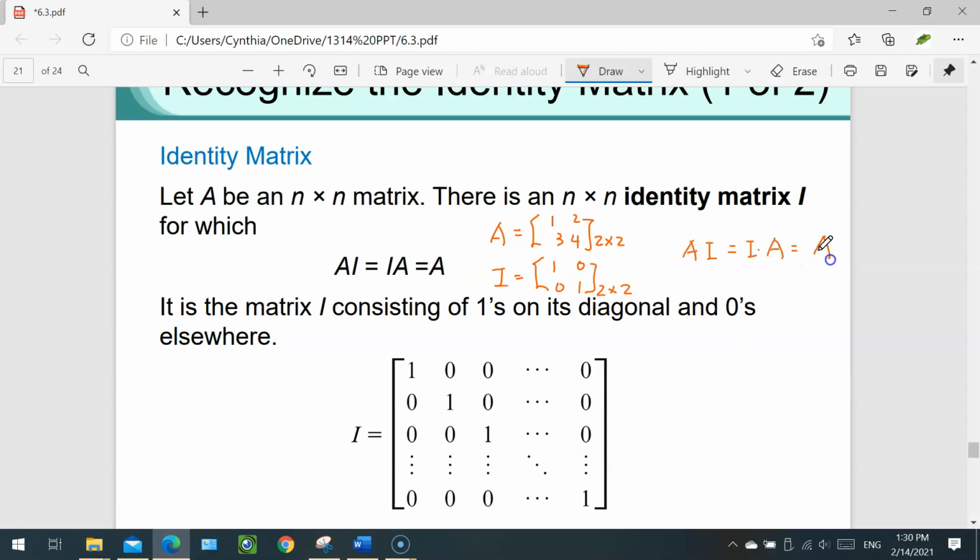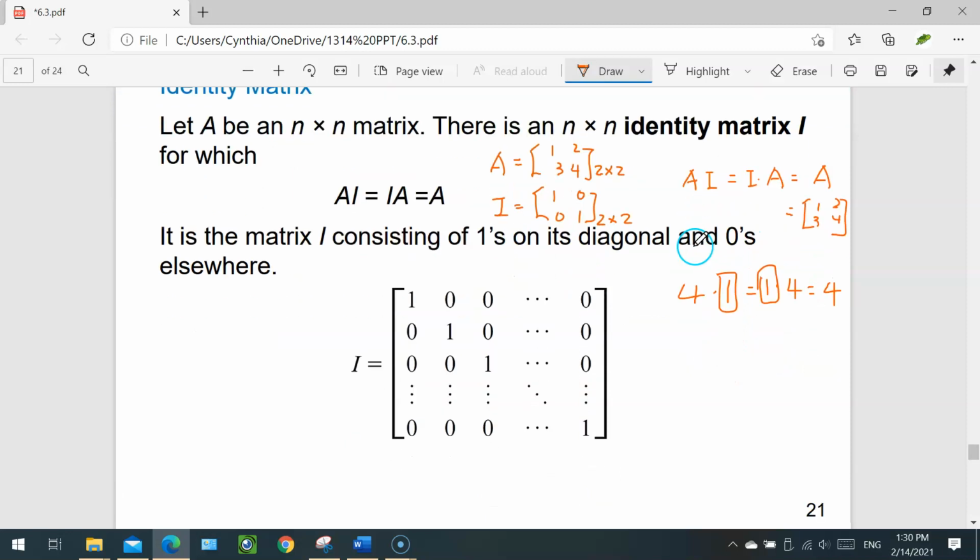It will go back to matrix A itself, which means it's the same idea. When you have 4 multiplied by 1 is equal to 1 multiplied by 4, it goes back to 4. So the identity matrix has the same idea, it's just like the number 1. But the matrix I has a matrix arrangement. It's an array arrangement, not just a single number 1.